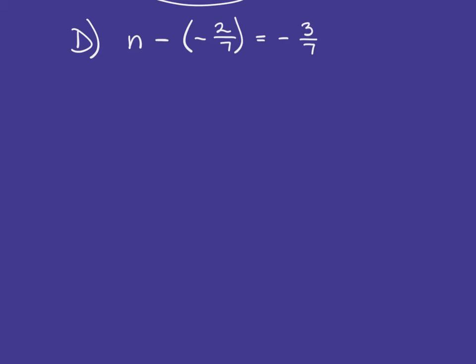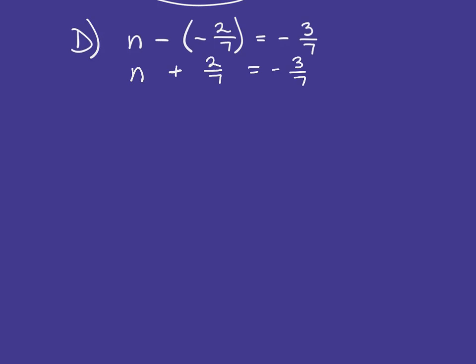Equation D, we have n minus negative 2/7 equals negative 3/7. So with n, we have minus a negative fraction. We could actually go ahead and just simplify this. That minus a negative is the same as a positive. So we have n plus 2/7 equals negative 3/7. And that's just going back to your integer rules. Minus a negative is the same thing as adding a positive.